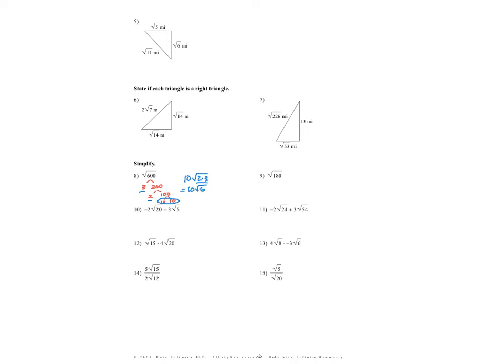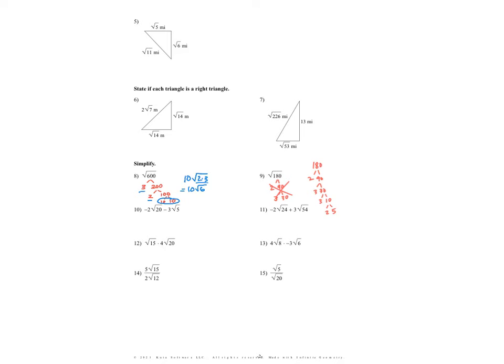Okay, so let's look at another one. Root 180. I know that 2 goes into 180 90 times. Then I know that 3 goes into 90 30 times. Okay, let's do it up here. 2 and 90, 3 and 30. Then I know that 3 goes into 30 10 times, and 2 goes into 10 5 times. Those are all prime numbers.